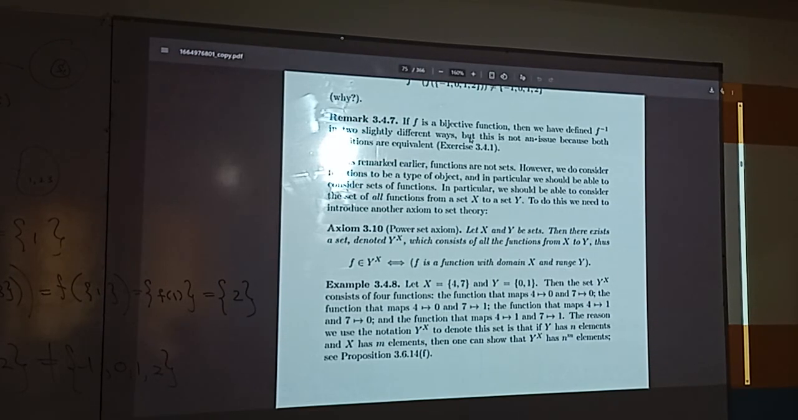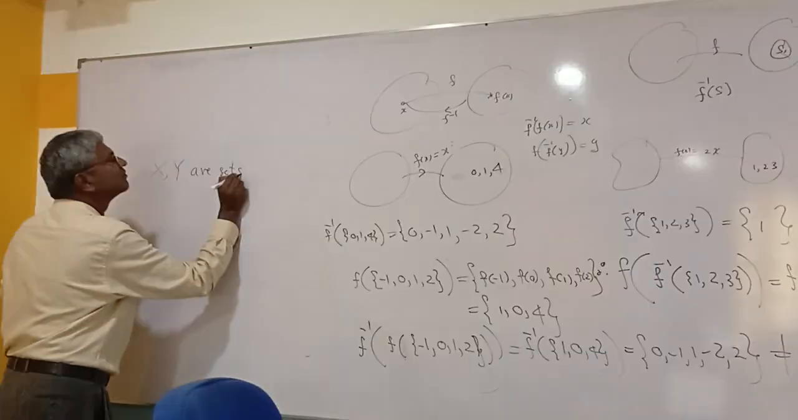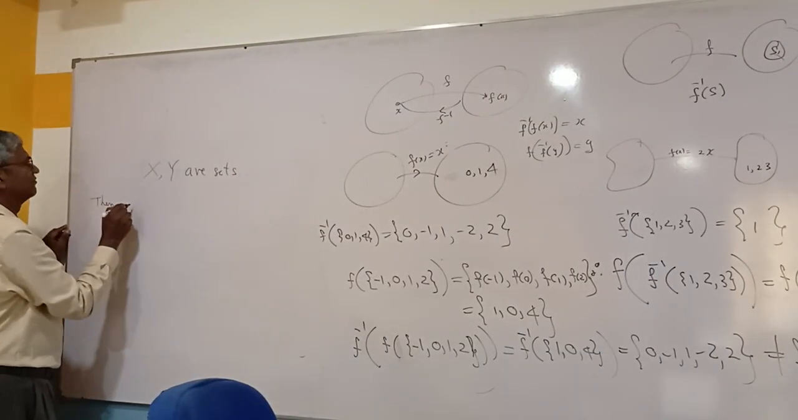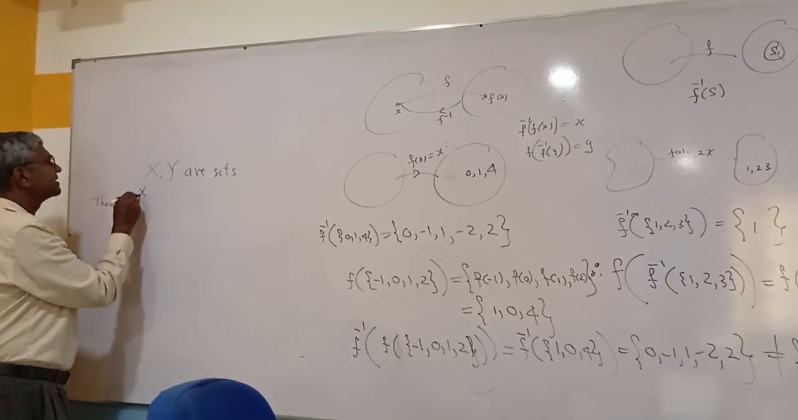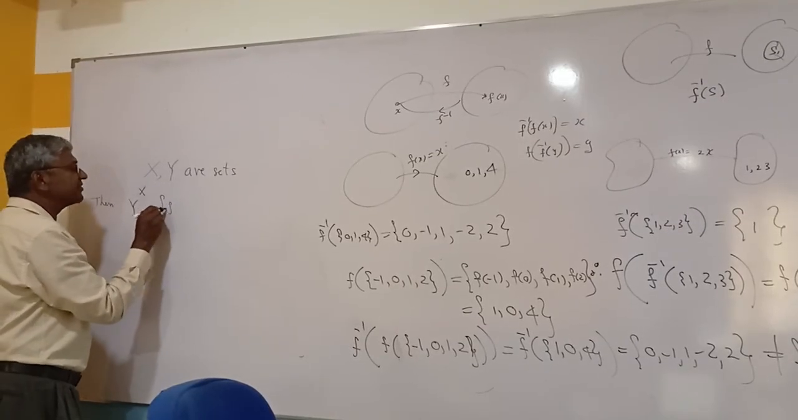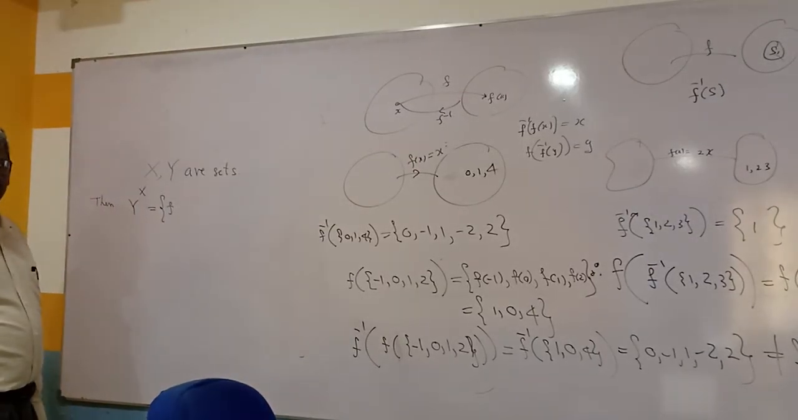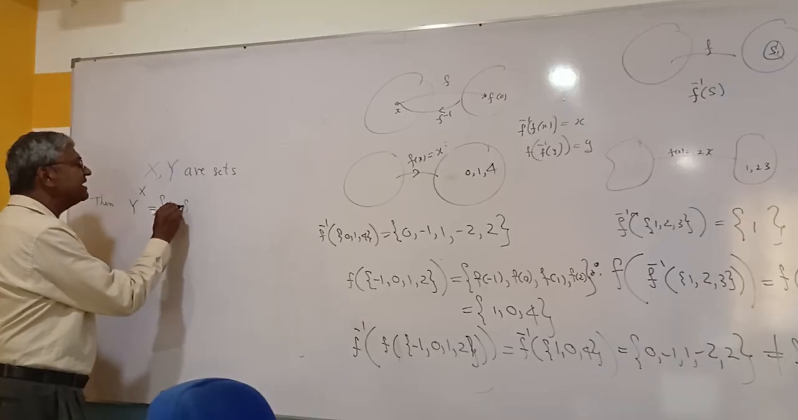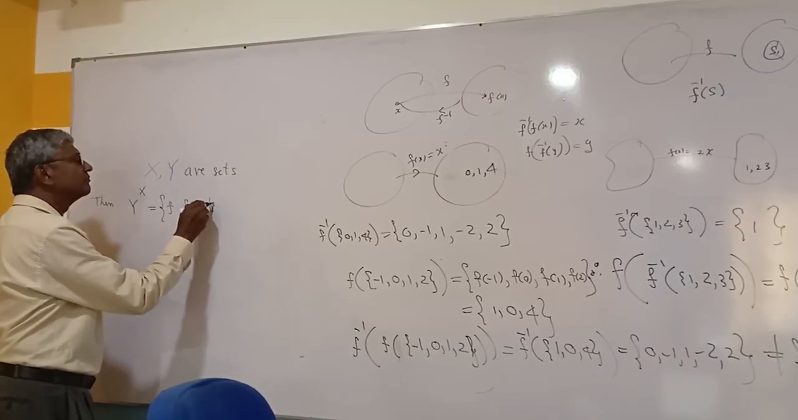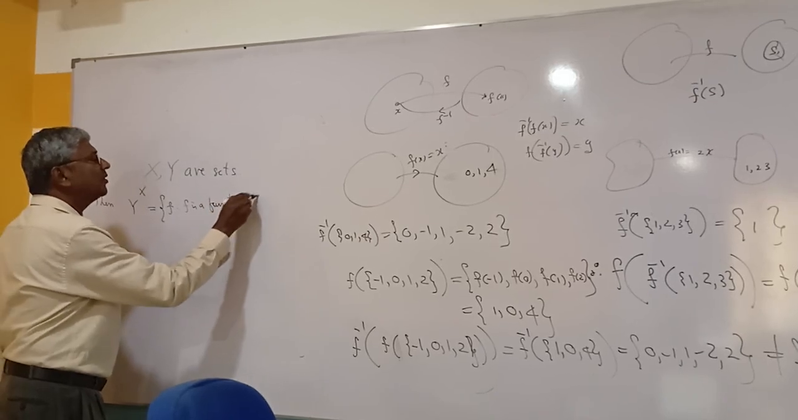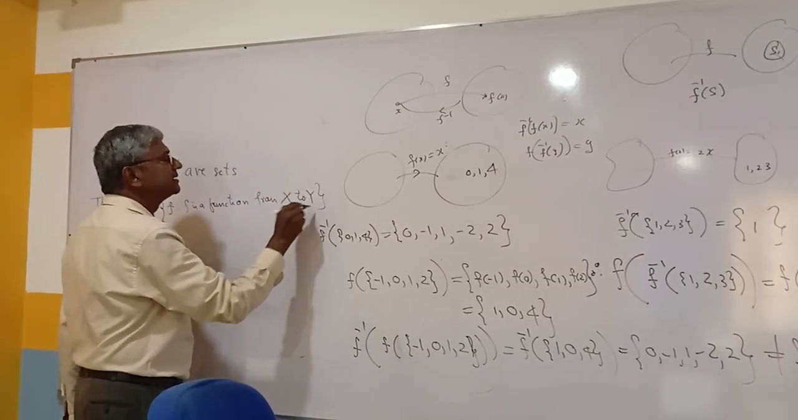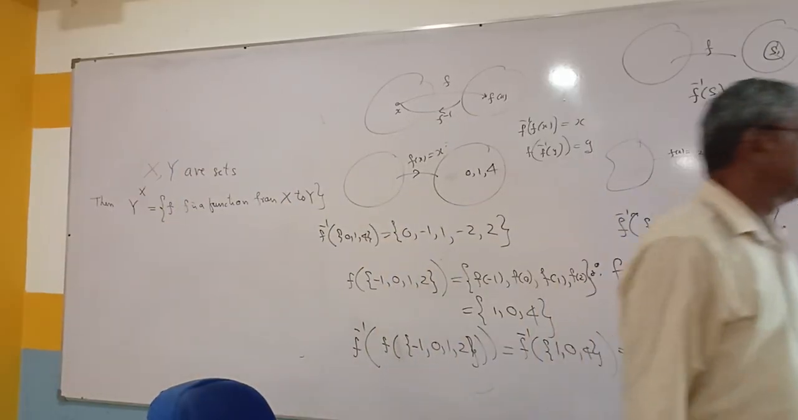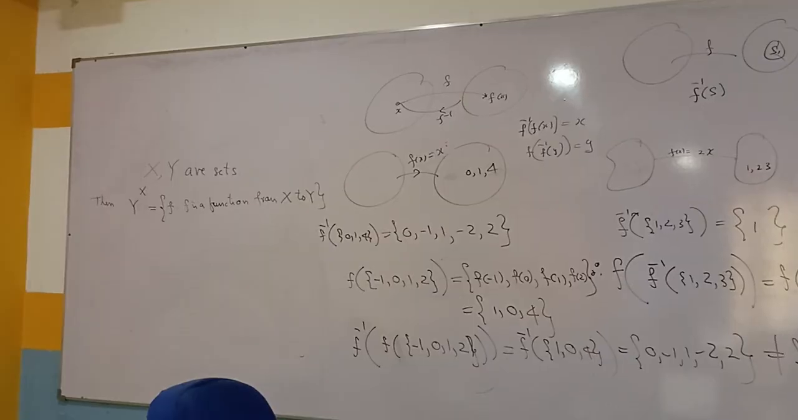X, Y are sets. Then Y to the X is the set of all functions f such that f is a function from X to Y. I wrote here, F is a function from X to Y, which has a different meaning in different words: F is a function with domain X and range Y.